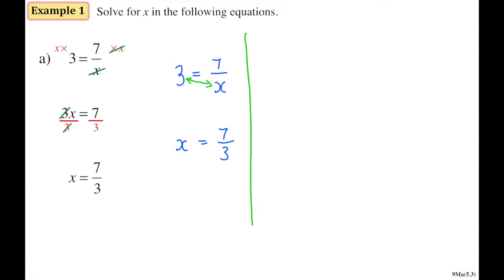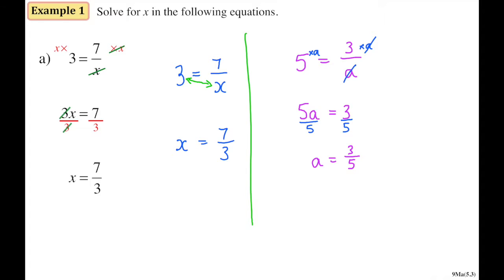So let's try a different question. 5 equals 3 over a. Well, to do a question like this, we're going to times both sides by a, because a is on the bottom of the fraction. And when you do times both sides by a, those a's cancel, which leaves me on the left with 5a and on the right with 3. Then we'll divide both sides by 5 and we'll end up with a equals 3 over 5.